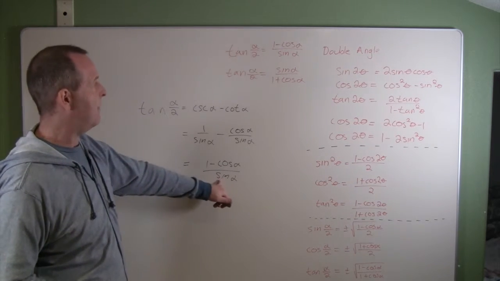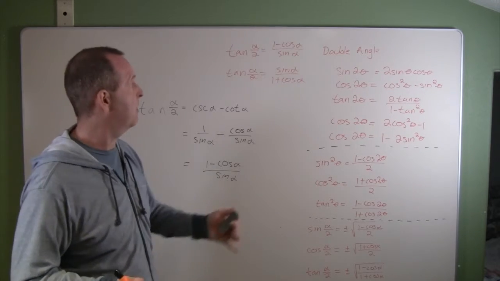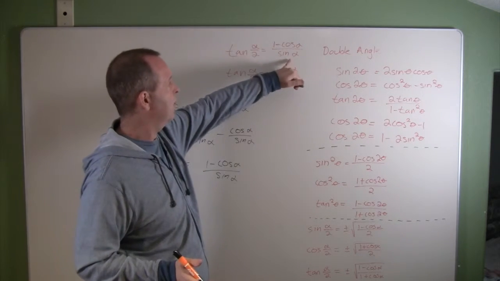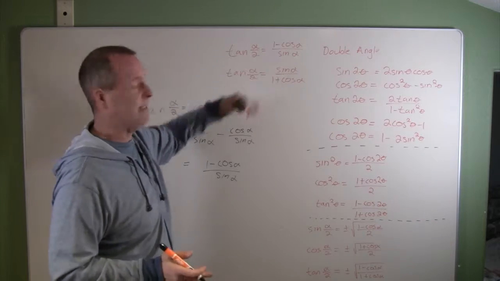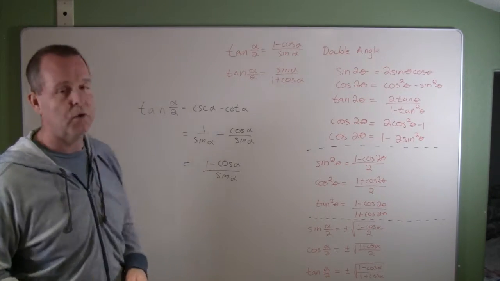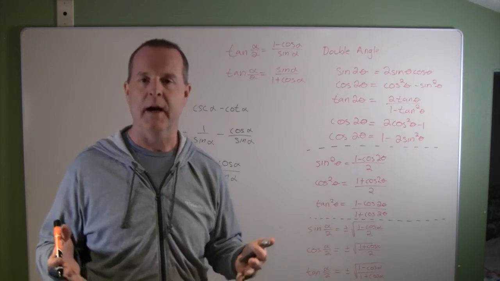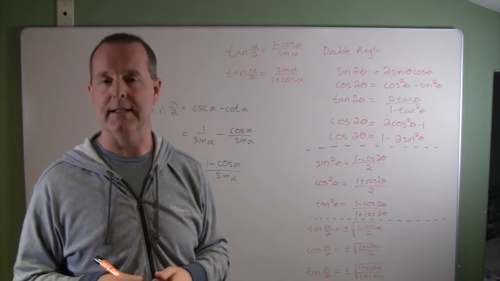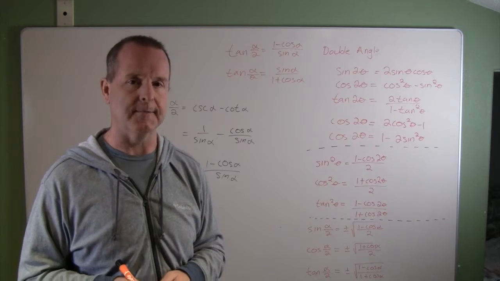And I recognize that was one of the new identities that I just provided. 1 minus cosine of alpha over sine of alpha is the half angle of tangent, which is what I have here. So I was again able to use our new tools to continue with some various verifications.